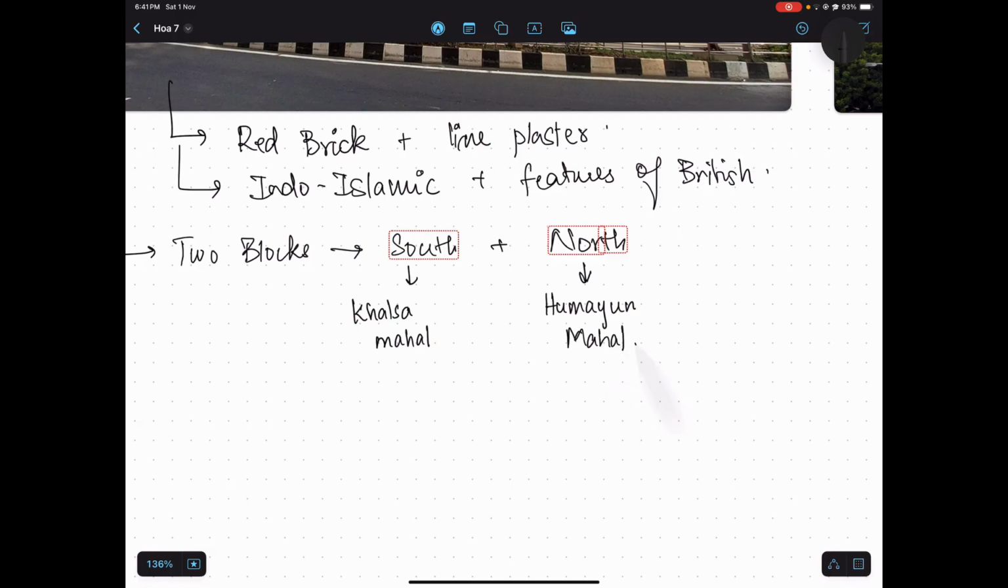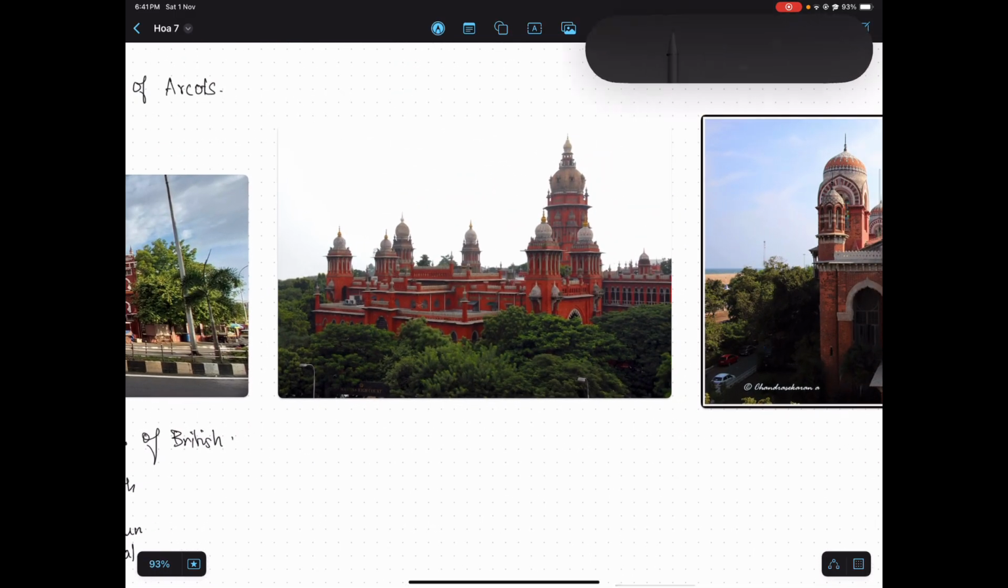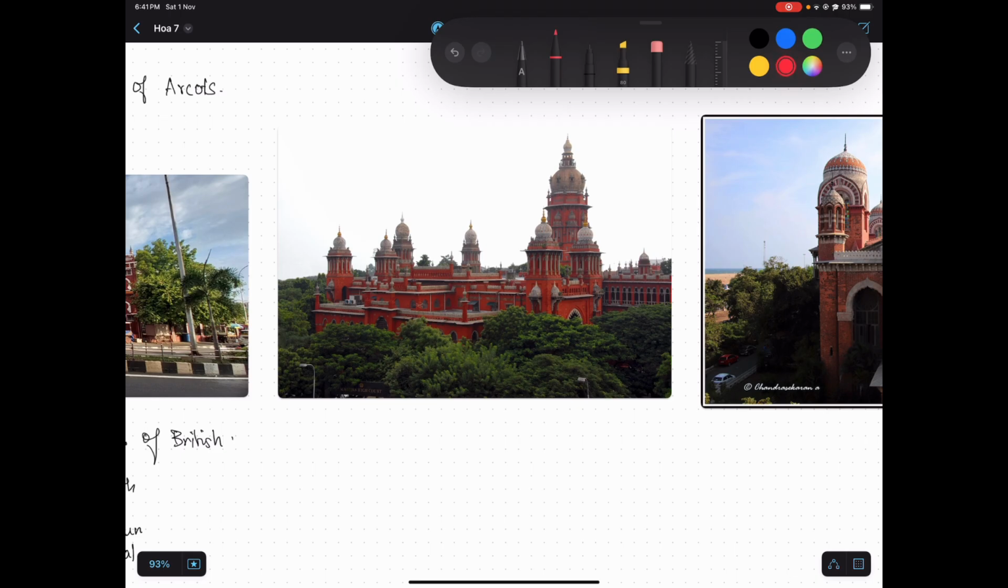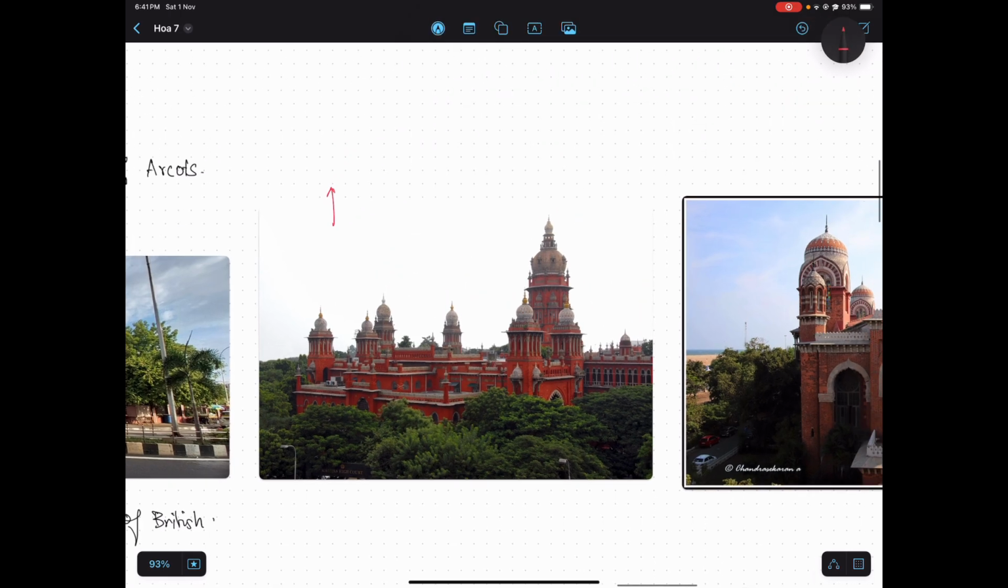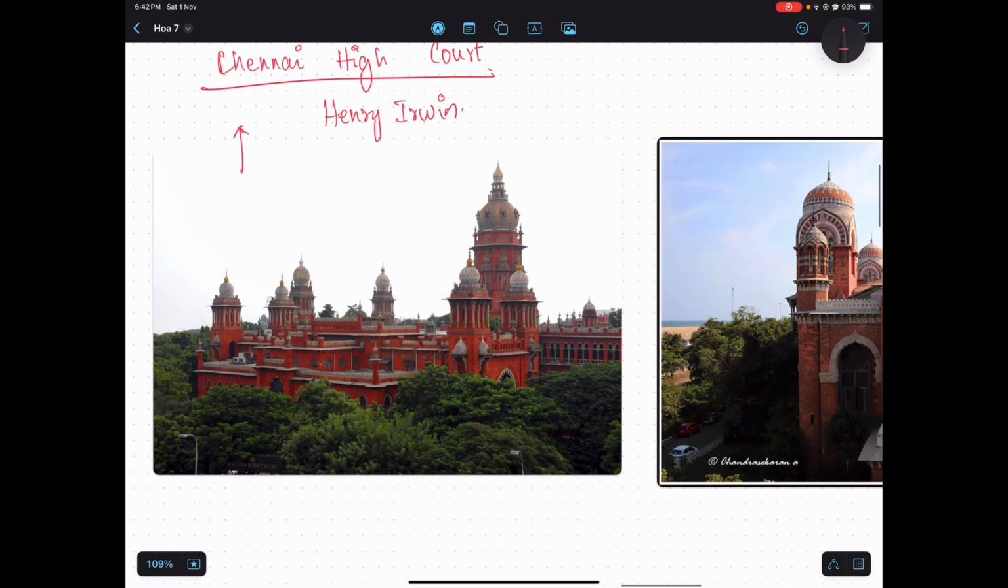And let's move on to the next building. This is Madras High Court or Chennai High Court, designed by Henry Irwin. About the architectural side, again a mix of Indo-Islamic and the British features.